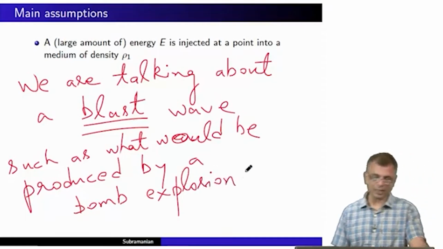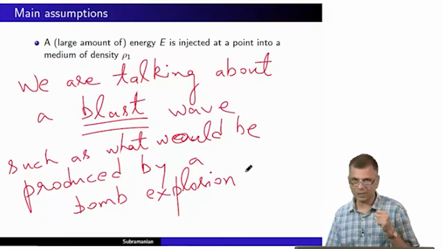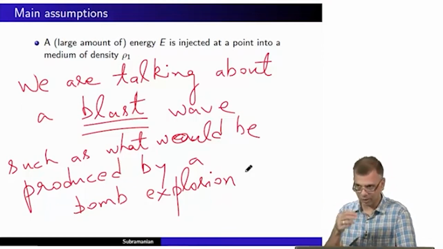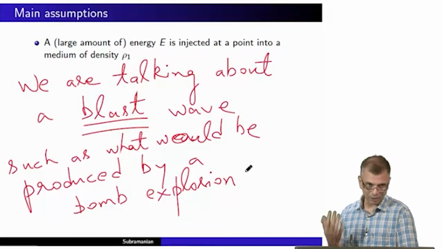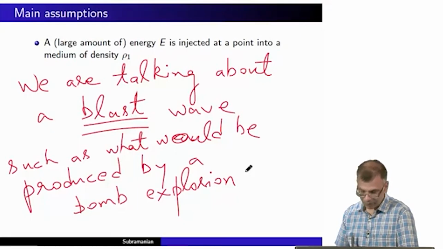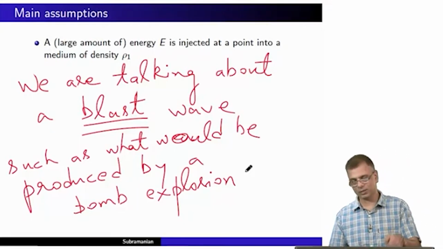Okay. So let's consider, and so this is different from a piston driven wave. A large amount of energy injected into a point, mathematically speaking, an ideal point. Of course, a large amount of energy is never injected into a point with 0 dimensions, but still in practice what this means is that there's a large amount of energy injected into a very small region. Okay. The density of the medium into which this energy is injected is, say, rho 1.